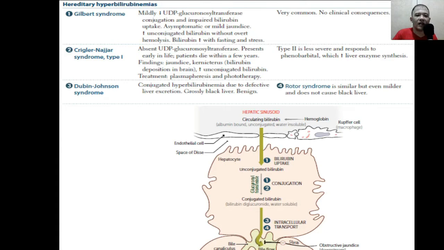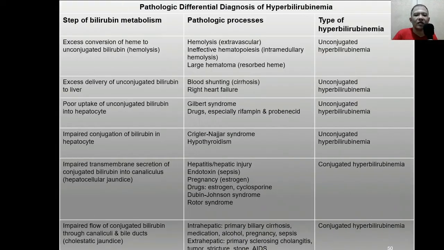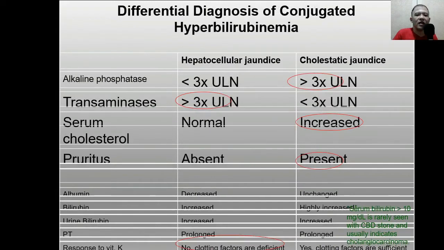Again, the hereditary disorders. And these are the differential diagnoses of hyperbilirubinemia. You just have to go through. And for conjugated hyperbilirubinemia, how do we tell if it's a hepatocellular cause or cholestatic cause? Number one, alkaline phosphatase. If it's highly increased, that is cholestatic jaundice.